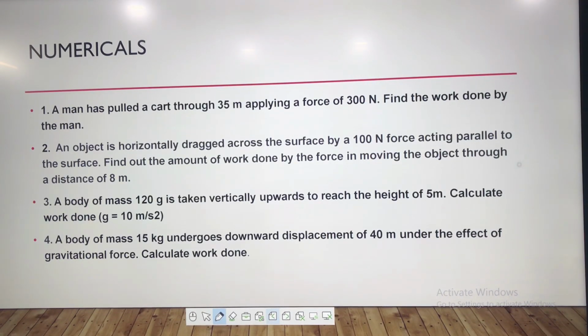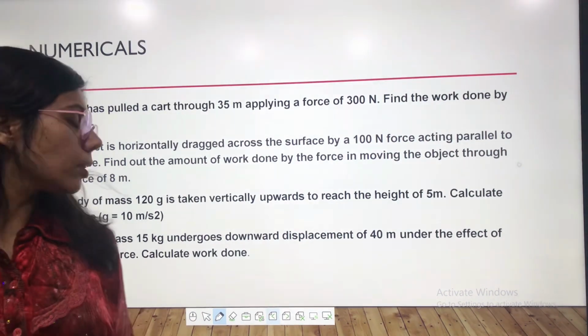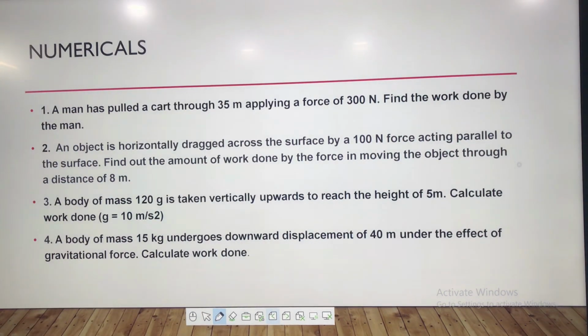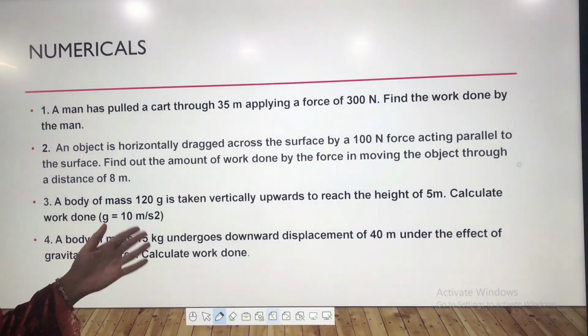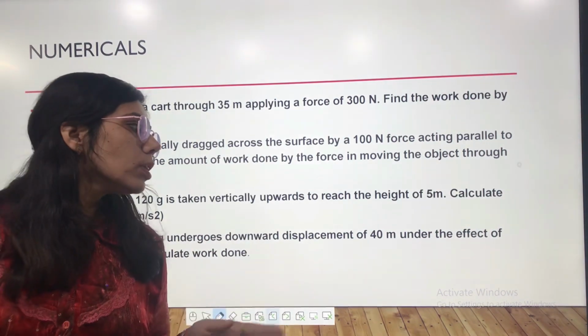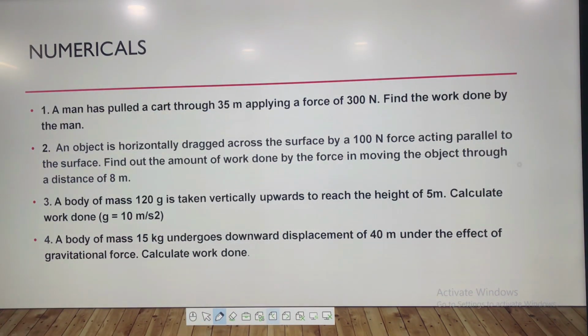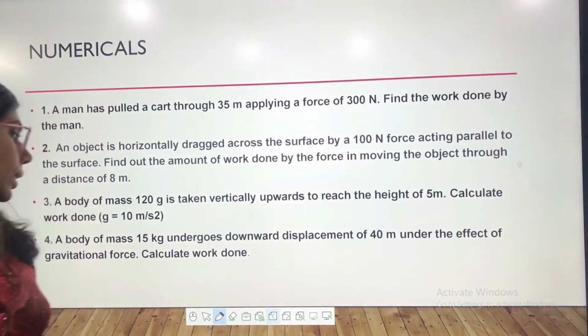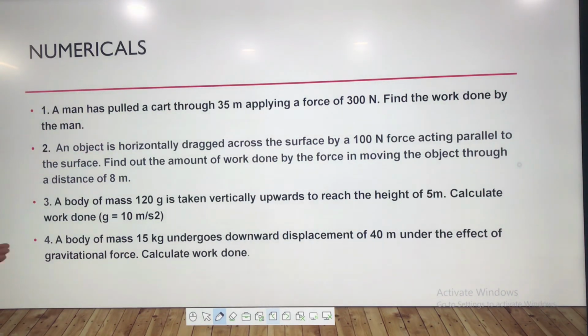Yes. Now we were on the third numerical. A body of mass 120 gram is thrown vertically upwards to reach the height of 5 meter. Calculate work done. We need to calculate the work done, and the given gravity is 10 meter per second square.